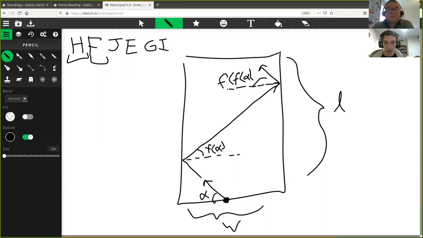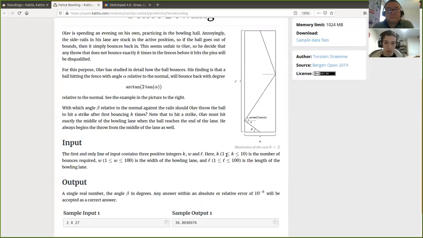You apply the function to whatever angle it comes in as, and that's how you calculate the outgoing angle. The goal is that we want it to hit the center at exactly the length from where it started, and we want it to bounce exactly k times first. The constraints were pretty small, about 10 bounces, and the width and height are pretty small. The function of alpha is arctan of 2 tan.